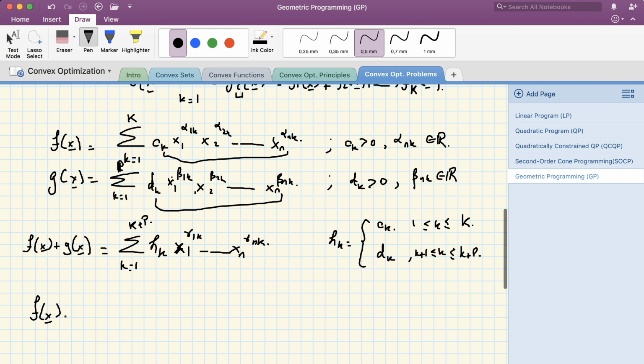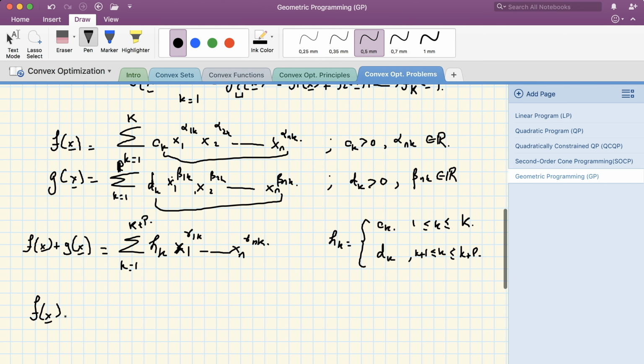However, monomials are closed under multiplication and division. That's really easy to see. All you have to do is just put two monomials, let's do the division. So this could be written as c over d times x1 to the power alpha 1 minus beta 1, down to xn to the power alpha n minus beta n. There you go. You have a form of a monomial.